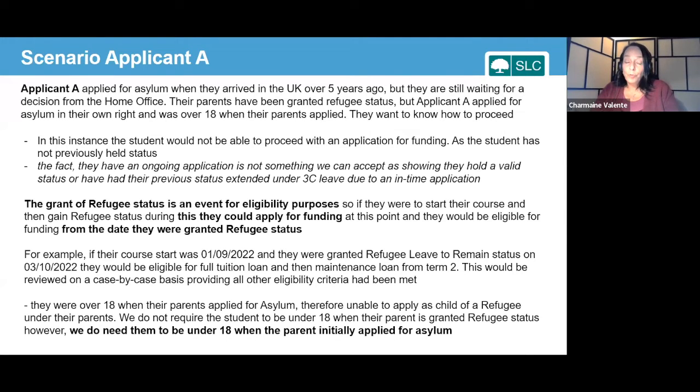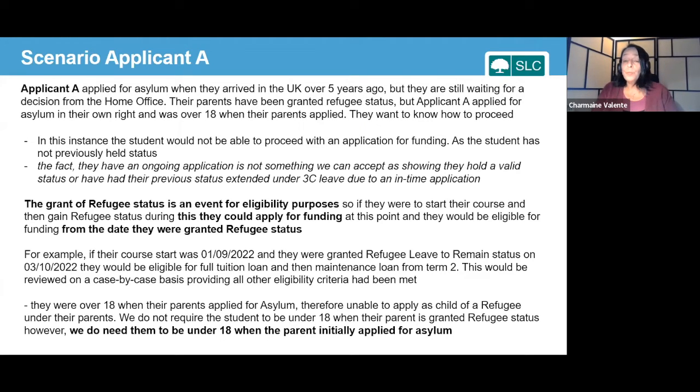So if you start your course on the 1st of September and you were granted refugee or leave to remain status, say in the 10th month, October on the 3rd, then they'd be eligible for the full tuition fee and maintenance loan only from term 2. What I mean by that is, because you've got 3 terms in this country, you would start in September, that's term 1. Then you've got term 2, which would be starting in January, and term 3 that would be starting just after Easter in this country.